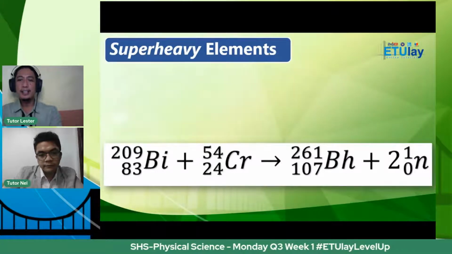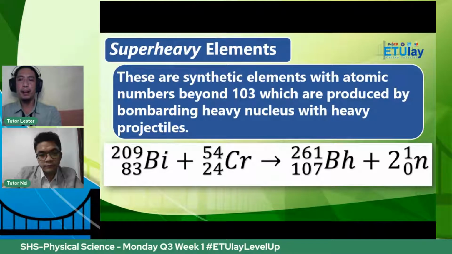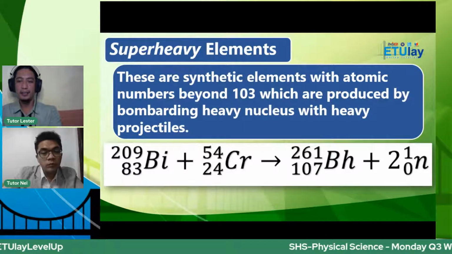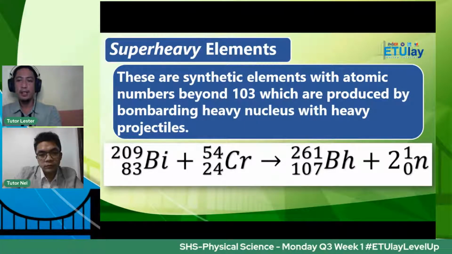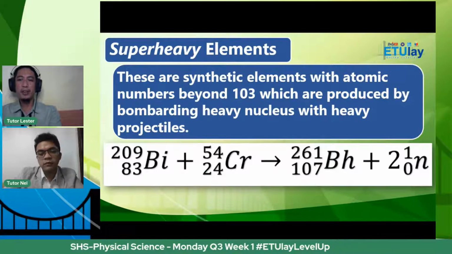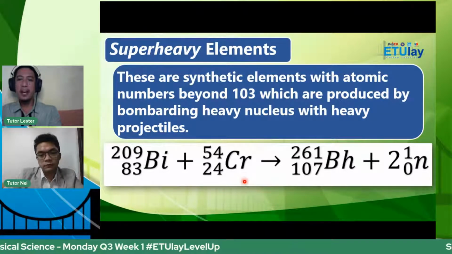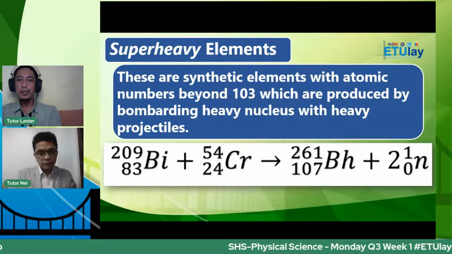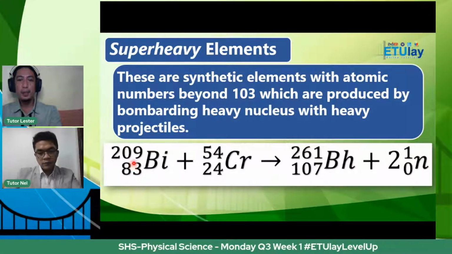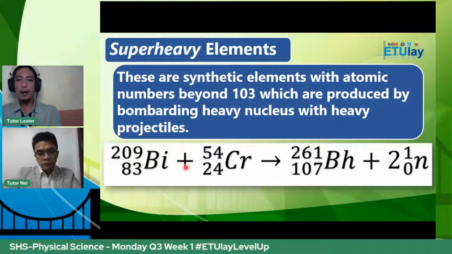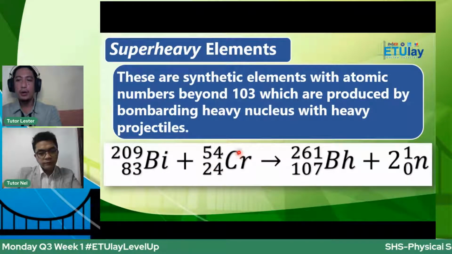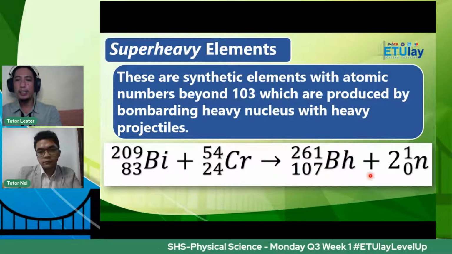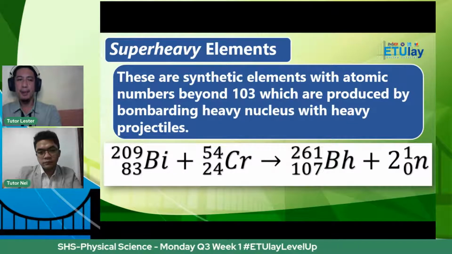Super heavy elements are artificially prepared elements with atomic numbers higher than 103. So these super heavy elements are produced by bombarding heavy nucleus with accelerated heavy projectiles such as the one shown in this slide. In the example, we have bismuth-209 bombarded with the high-speed projectile of chromium-54, synthesizing bohrium-261 with 2 neutrons as a byproduct.